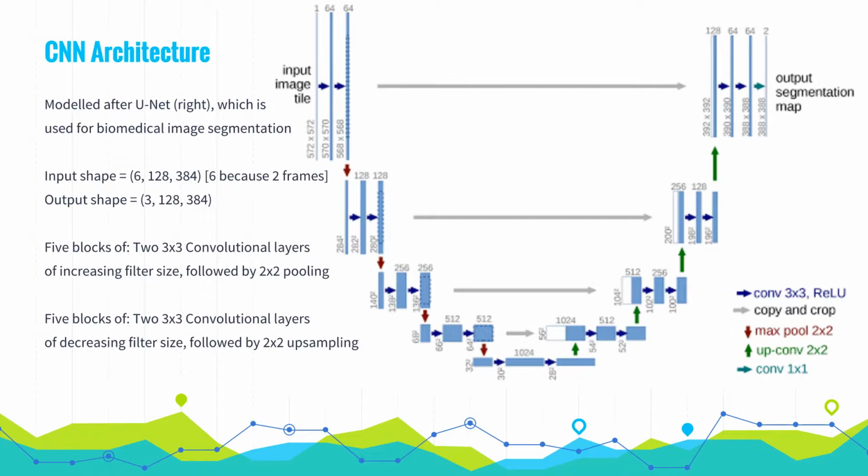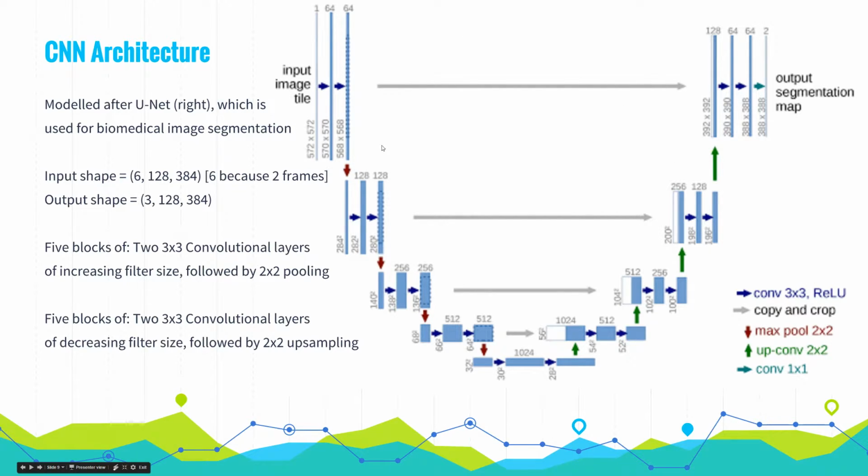So our network architecture is modeled off of the U-Net architecture, which is used for biomedical image segmentation. It's basically the same network with a few minor changes. We have a different input shape of 6 by 128 by 384. We use a 6 because we have concatenated 2 of the frames into the same channel axes, and the output is just a normal image of 1 frame.